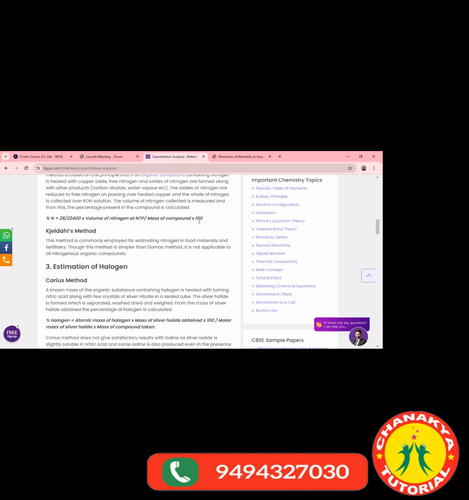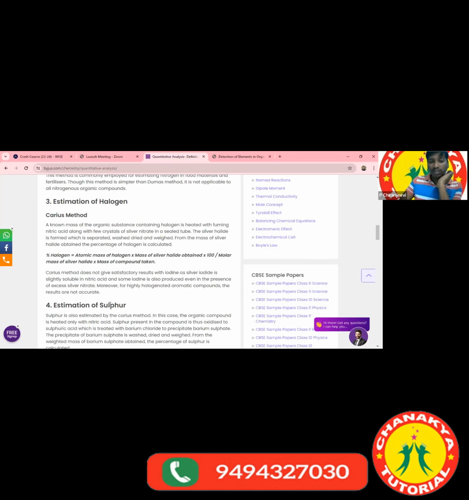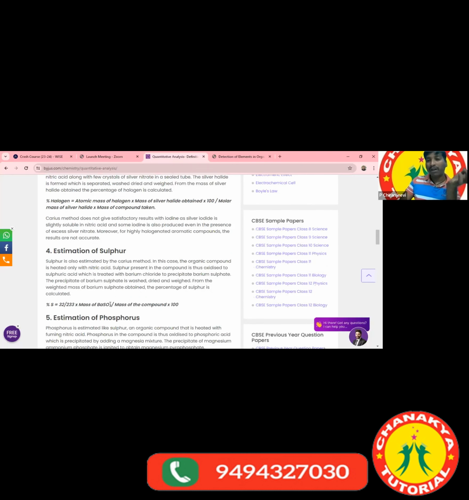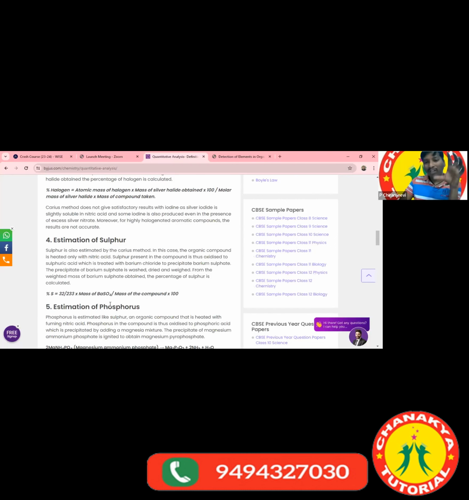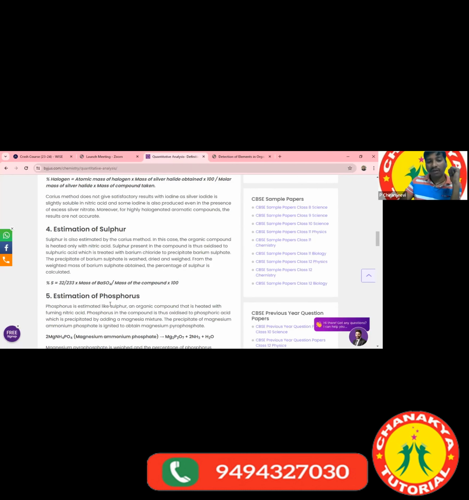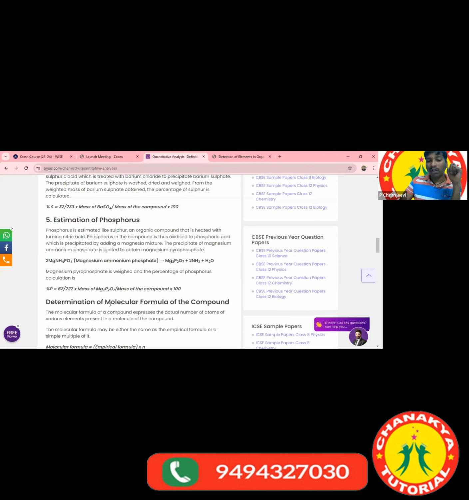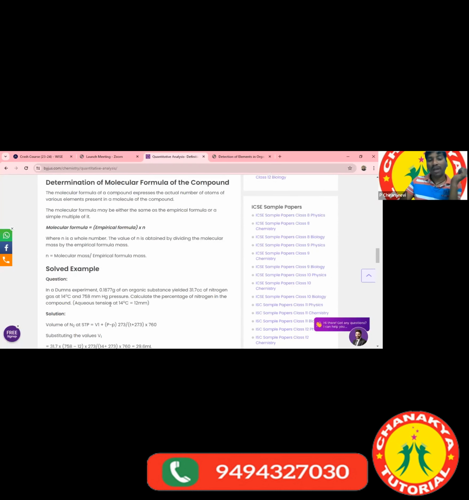The Kjeldahl method is also there. By using the Kjeldahl method also we can find the percentage of the nitrogen. And for estimation of the halogens, what is the name of the method we are using? Carius method. By using the Carius method, we identify the percentage of the halogens. The formulas are clearly given in your textbook. If you learn all the formulas, it is very easy to calculate.